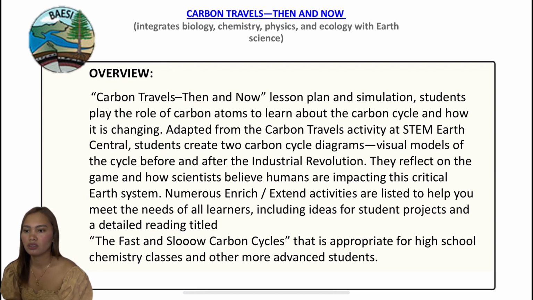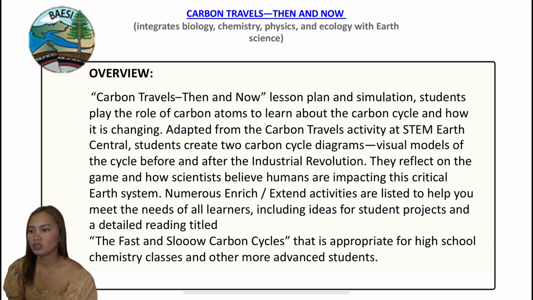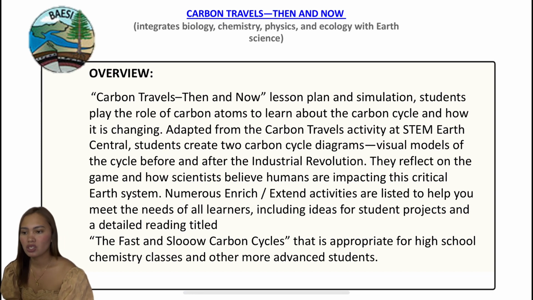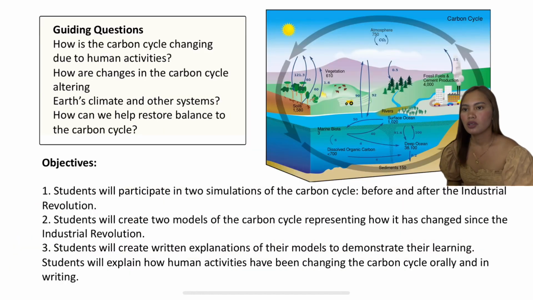Numerous enrich or extend activities are listed to help you meet the needs of all the learners, including ideas for students' projects, and a detailed reading titled The Fast and Slow Carbon Cycles that is appropriate for high school chemistry classes and other more advanced students. The teacher will use this illustration, and here are the guiding questions. How is the carbon cycle changing due to human activities? How are changes in the carbon cycle altering Earth's climate and other systems? And how can we help restore balance to the carbon cycle?